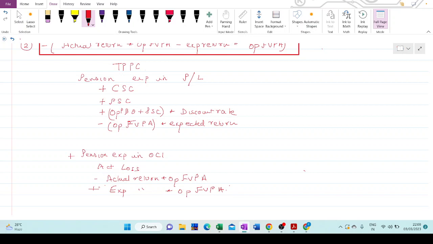Yes, sir. Okay. So if I add the pension expense in P&L and the pension expense in OCI, you will see that the opening FVPA into expected return, these two terms get cancelled, right? Opening FVPA into expected return plus opening FVPA into expected return gets cancelled if I add the pension expense in P&L to the pension expense in OCI, right? These two terms get cancelled, right?